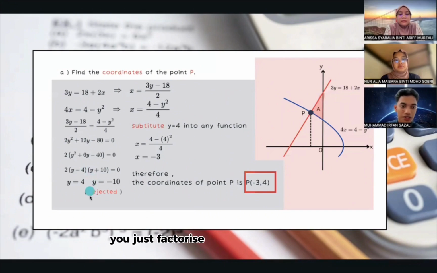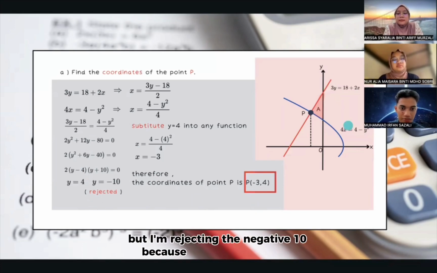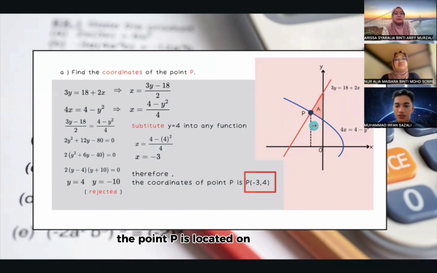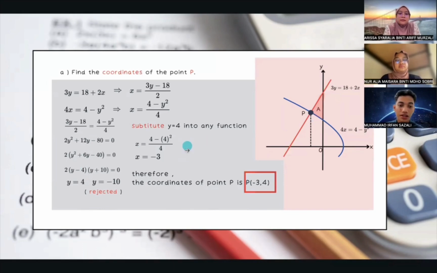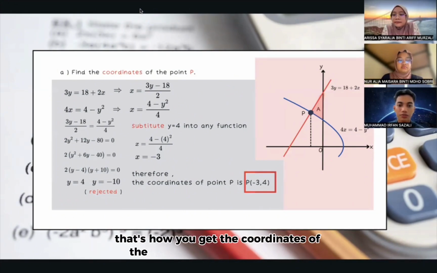After that, you just factorize the equation and you get the two values of y, which are 4 and -10. But I'm rejecting the -10 because, as you can see here, the point P is located on the positive side of the y-axis. And you just substitute y = 4 into any function, and you will get x = -3. That's how you get the coordinates of the point P, which is (-3, 4).